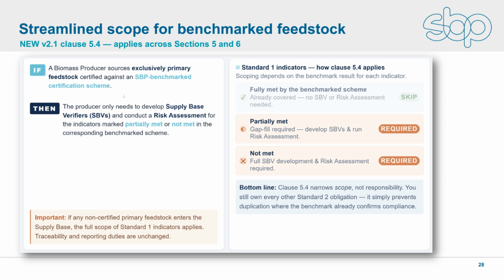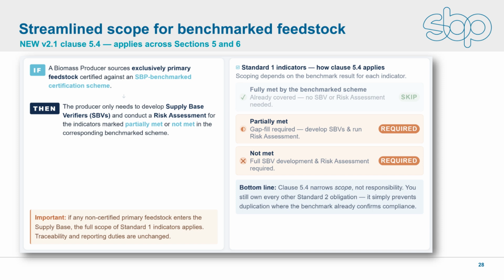Clause 5.4 is a new requirement introduced in version 2.1, and it is a genuine efficiency gain for biomass producers whose primary feedstock is certified. The rule is this: if a biomass producer sources exclusively primary feedstock certified against an SBP benchmark certification scheme, FSC, PEFC, or SFI, then the producer only needs to develop supply-based verifiers and conduct a risk assessment for the specific Standard 1 indicators that the benchmark scheme does not fully cover. The right-hand side of the slide shows how this works in practice.